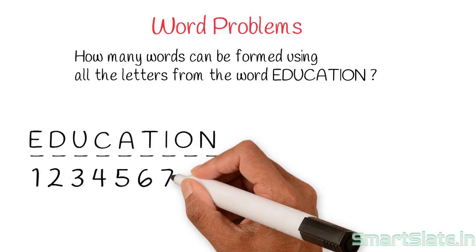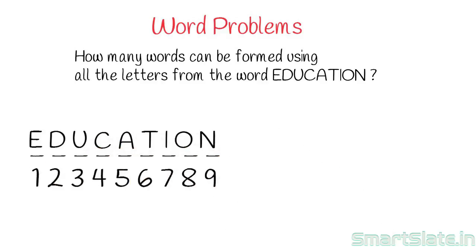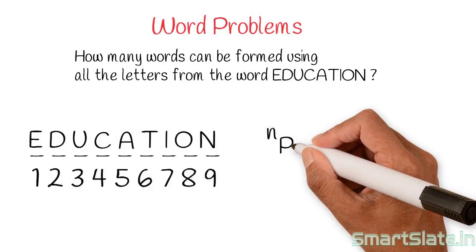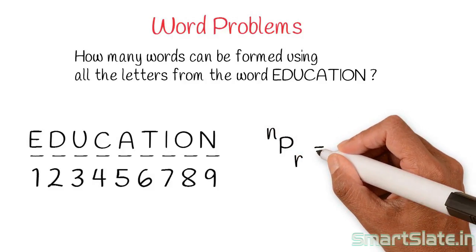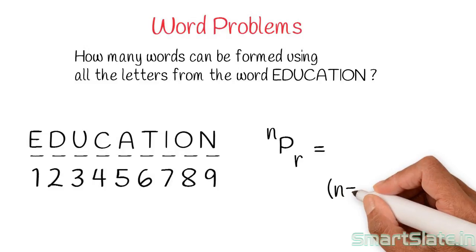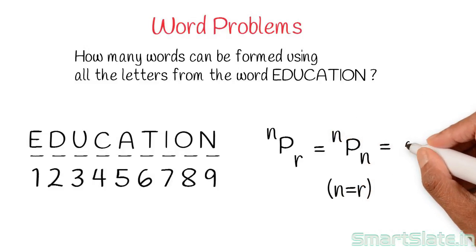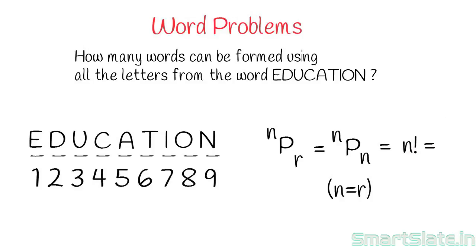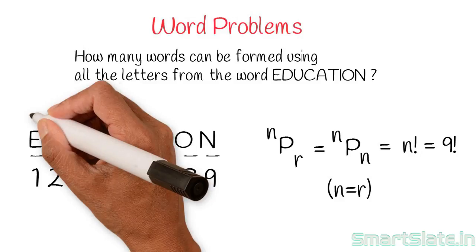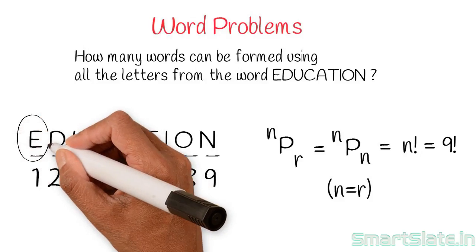Recall from previous session that generic formula for permutations is nPr. When n and r are same, it is nPn, which is 9 factorial. So, answer to this question is 9 factorial. Let's increase the complexity of the question. What are the possible number of words if the position of E is fixed?